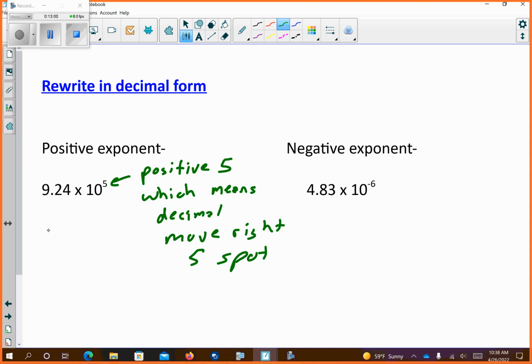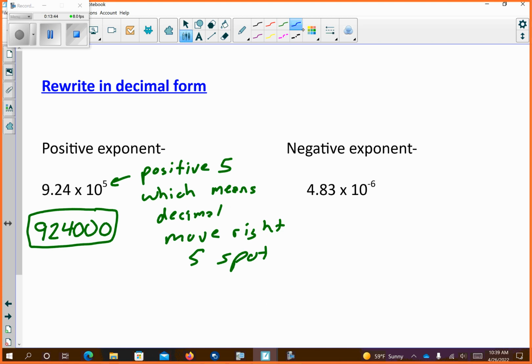How many spots have I moved the decimal so far? How many spots have I moved it from 9.24 times 10 to the 5th to 924? 2, 3, 4, 5. So 924,000 is the same as saying 9.24 times 10 to the 5th. Notice you have an exponent there. The base of your exponent is 10. And then we're multiplying, 10 to the 5th times 9.24 to get 924,000.